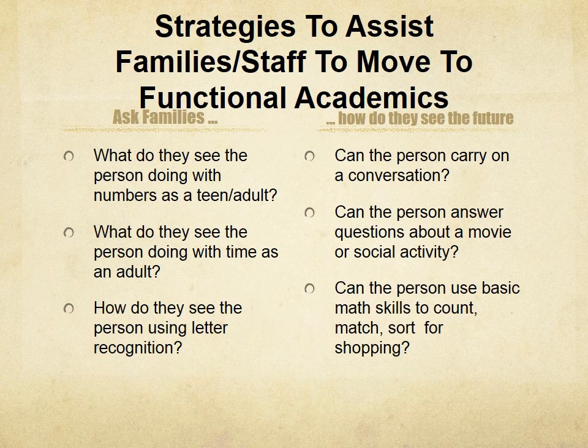Okay, so what are some strategies that we need to look at to assist families and staff to move to more functional academics? Here are just a few. If you have some that you want to share with us, you're welcome to do that as well, but I will just share a few. Sometimes when I'm working with families, I might ask, what do they see the person doing with, let's say numbers is the area we're looking at, what do they see the person doing with numbers as a teen or adult? Get them to really visualize that and talk about that, and that sometimes is a bit of a reality check. I might ask, what do they see the person doing with time as an adult? Again, making it a real activity sometimes helps us to pare it down to some simple tasks. Perhaps up to that point, they've been working on worksheets with clocks and things. If they're struggling with this, that helps us to get really concrete and realistic.